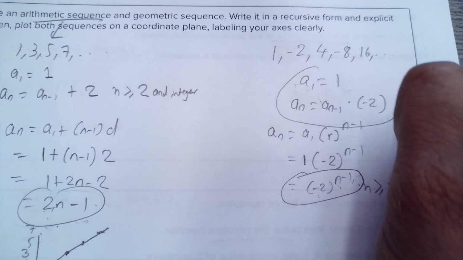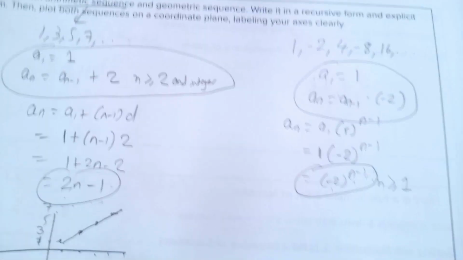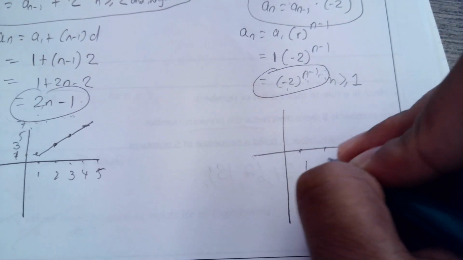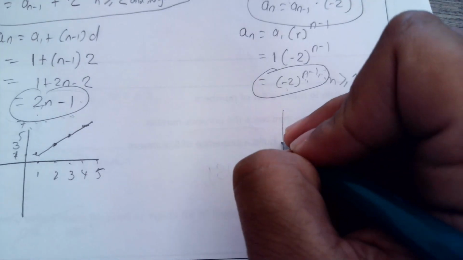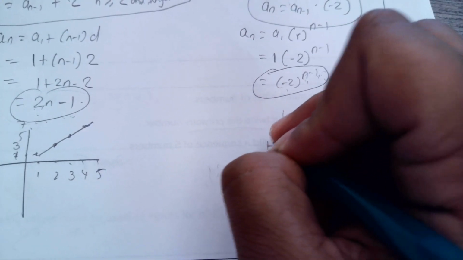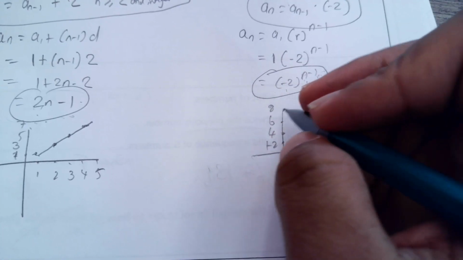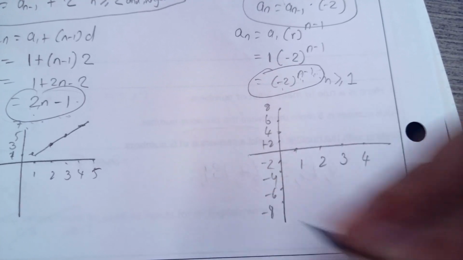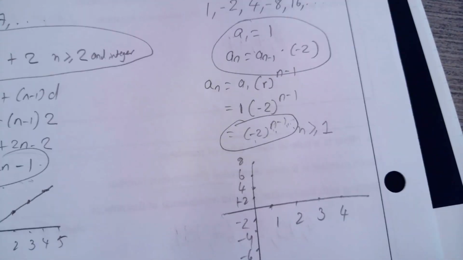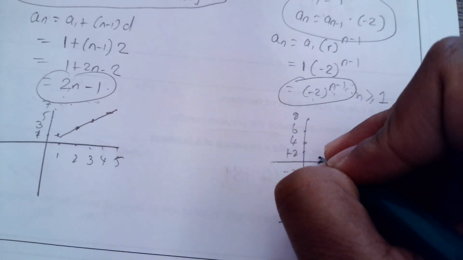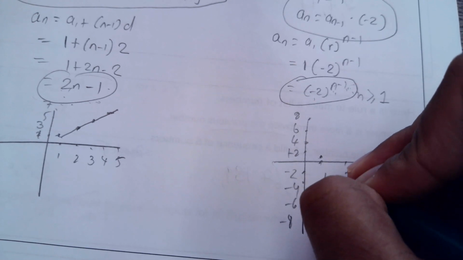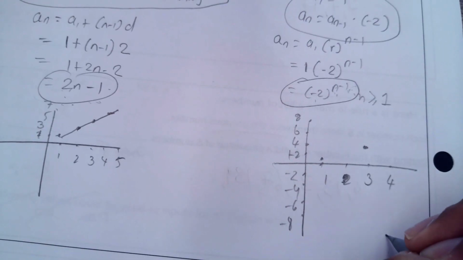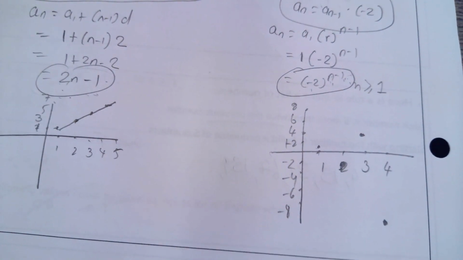Explicit. This is recursive. Now we're going to just graph it, right? So 1, 2, 3, 4, and 2, 4, 6, 8, sorry, that's the 16 going all the way up, so we won't graph it. We'll do negative 2, negative 4, negative 6, negative 8. Now all we have to do is graph it. 1 comma 1 is around here, 2 comma negative 2 is around here, 3 comma 4, and 4 comma negative 8. And you are done.